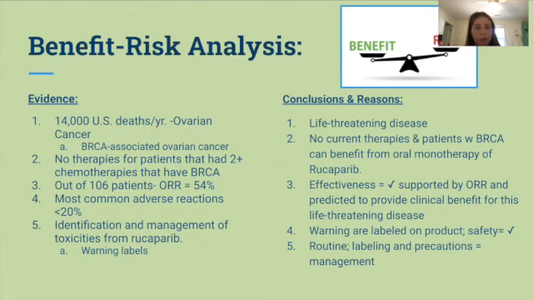Since this ORR percentage supports the effectiveness, it's predicted to provide clinical benefit for this disease. Number 4 is just plain out risk. The highest adverse reaction rate is less than 20%, so this is a low number. So the safety is approved. Number 5 is the risk management. If there are risks, there are ways to combat those. It's routine, and labeling precautions are manageable.